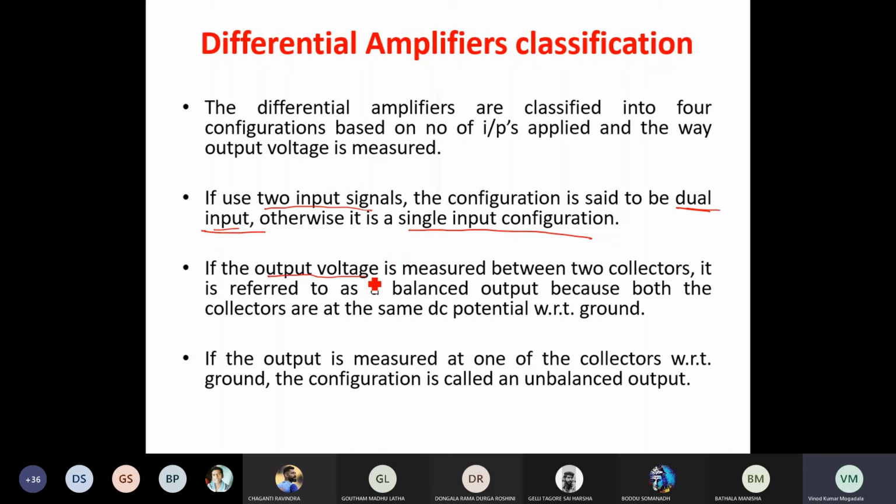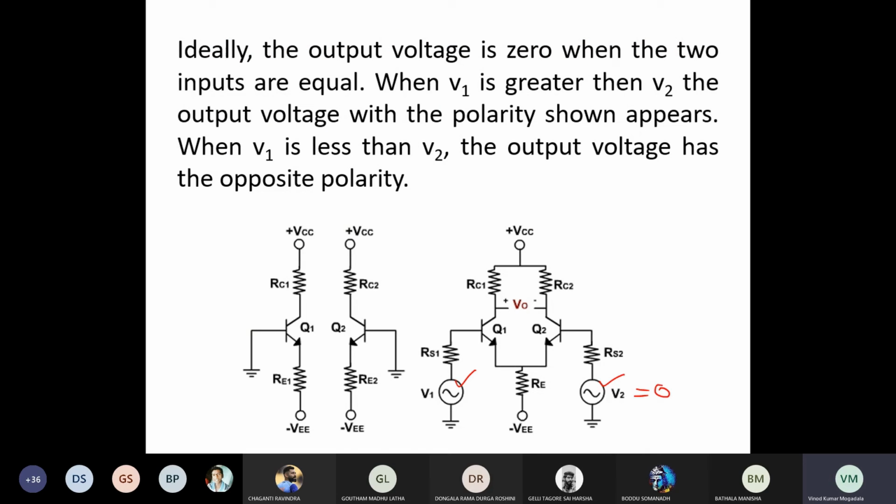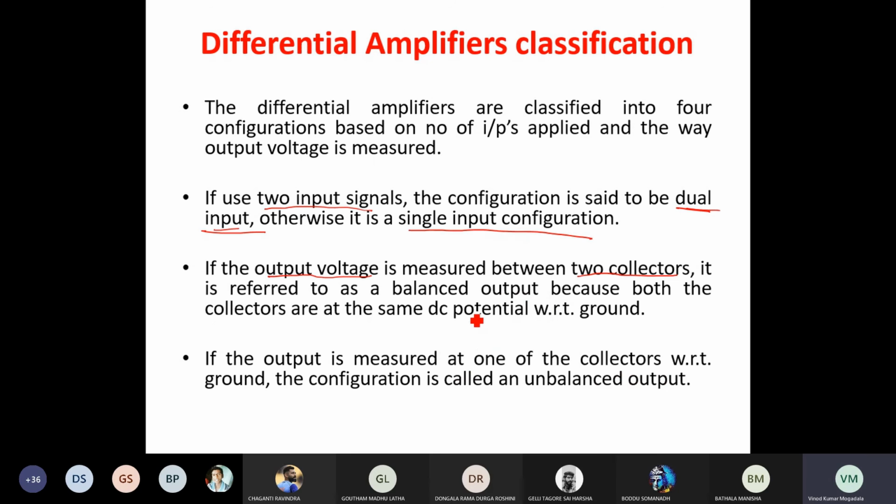Next, if the output voltage is measured between two collector terminals, in this way, if you are taking output with respect to both the collector terminals, then it is called balanced. Why? Because both the collector terminals are at the same DC potential with respect to ground. So if you measure the output at only one of the collectors, then it is called unbalanced output.